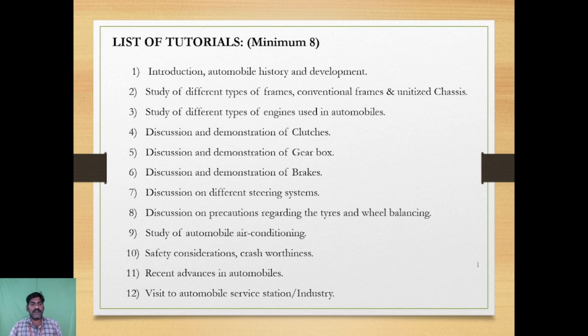Four, discussion and demonstration of clutch. Five, discussion and demonstration of gearbox, and discussion and demonstration of brake. Discussion on different steering systems. Eight, discussion on precision regarding the tires and wheel balancing. Ninth, study of automobile air conditioning. Ten, safety consideration and crash avoidance. Recent advances in automobiles. Visit to an automobile service station and industry.